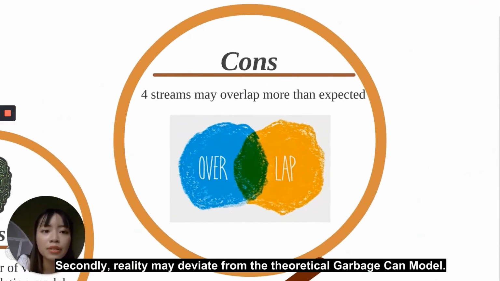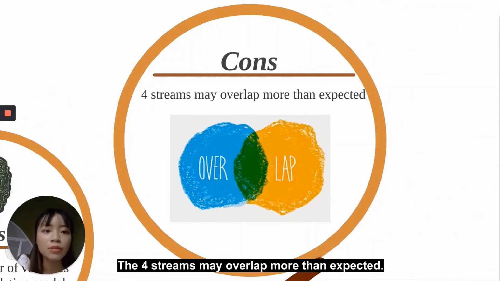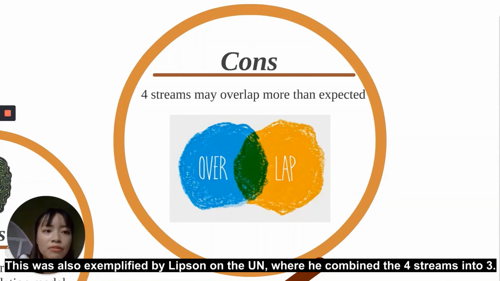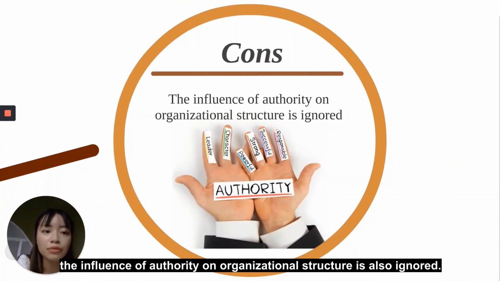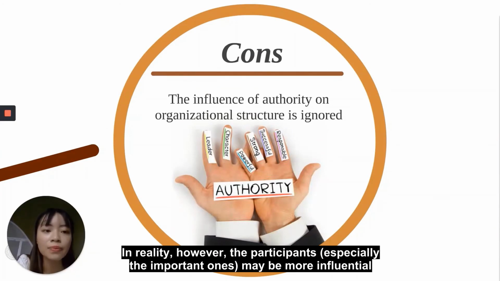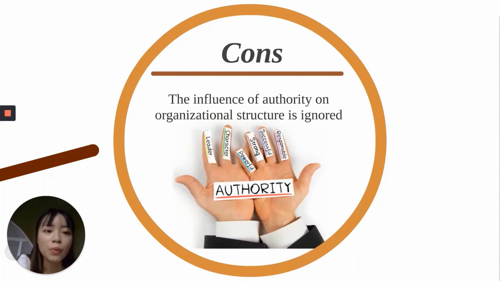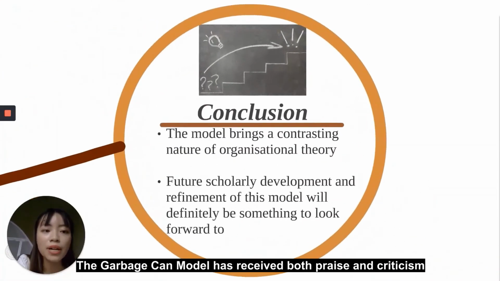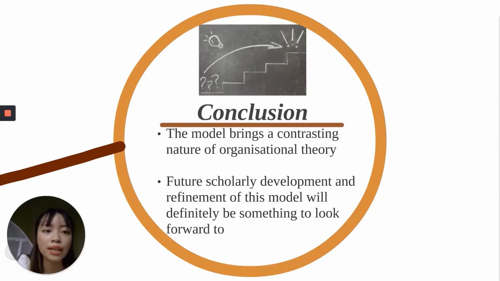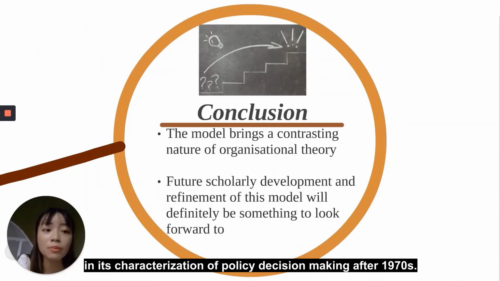Secondly, reality may deviate from the theoretical garbage can model. The four streams may overlap more than expected. This was also exemplified by Lipson on the UN, where he combined the four streams into three. Among four variables in the garbage can model, the influence of authority on organizational structure is also ignored. In reality, however, the participants, especially the important ones, may be more influential, which affects the decision-making process and the way energy is distributed.